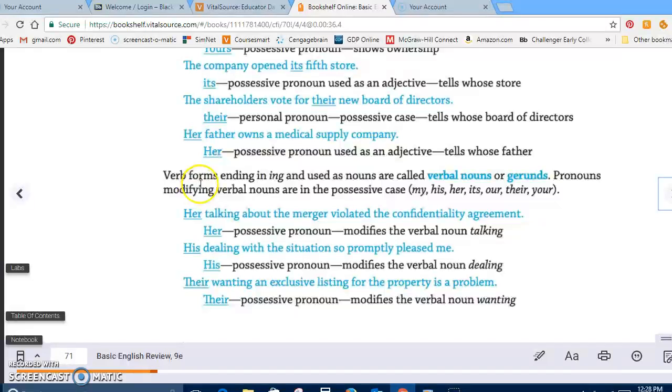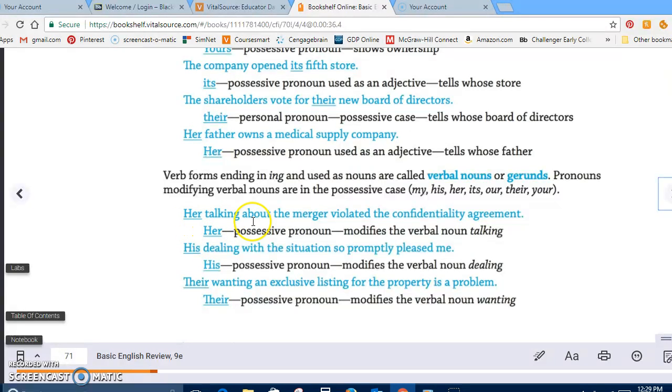Any verb form that ends in an ing and that's used as a noun is called a gerund. Pronouns that modify these gerunds are in the possessive case. So if you see the ing, that'll help give you a hint that the pronoun modifying that is possessive.